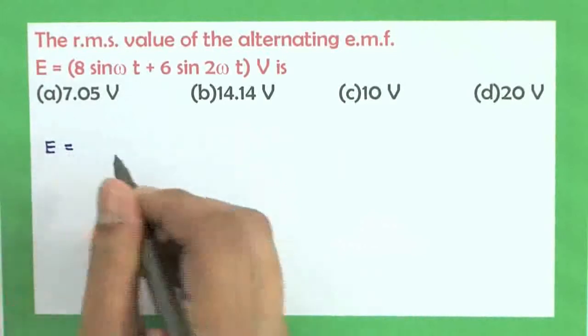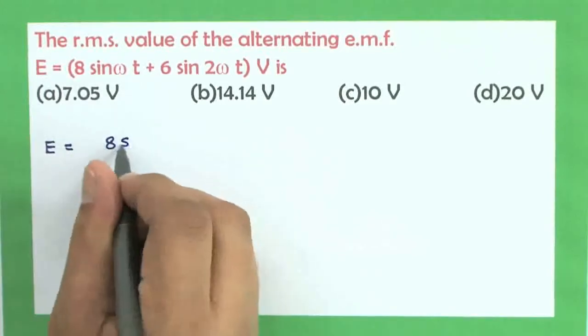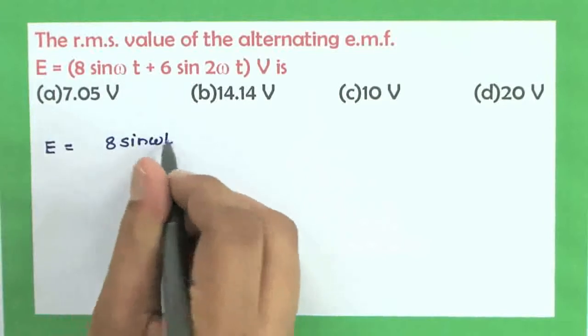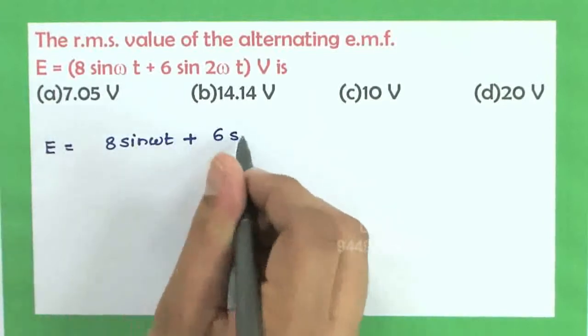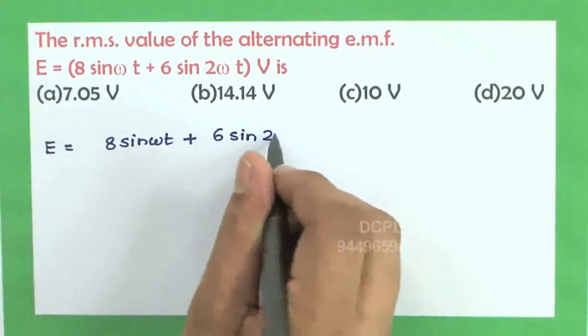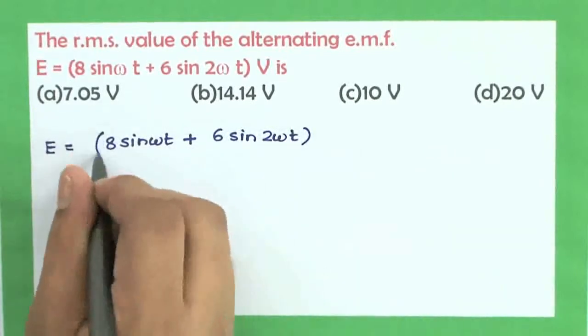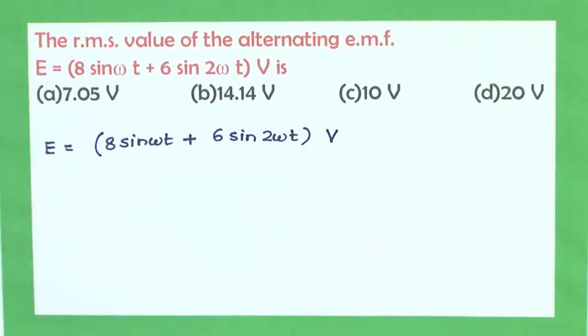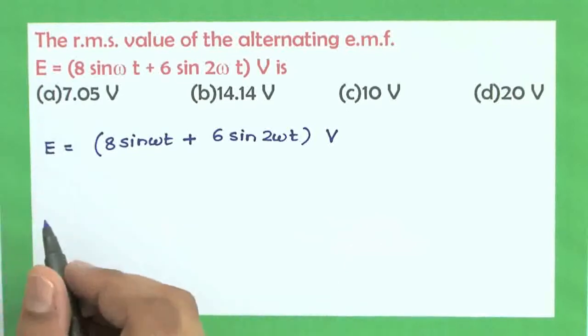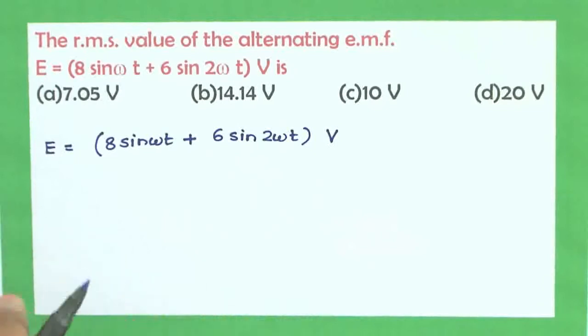So we are given the voltage which is E is equal to 8 sin omega t plus 6 sin 2 omega t. One of the ways is using trigonometry, another way is using calculus. Let me tell you both the ideas and then we are going to solve using a simple shortcut.